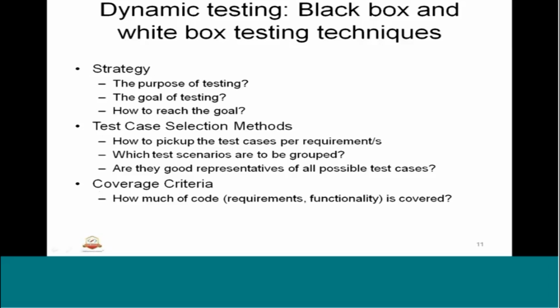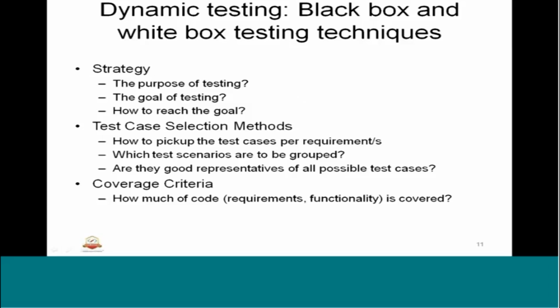So these three aspects have to be part of dynamic testing, which could be black box or white box. So we need to have a strategy. The strategy will define the purpose, the goal, and how to reach that goal. Once we have the strategy, how to attain that goal is what we have to define under the strategy. It could be performance related, or it could be functional related, whatever it is.